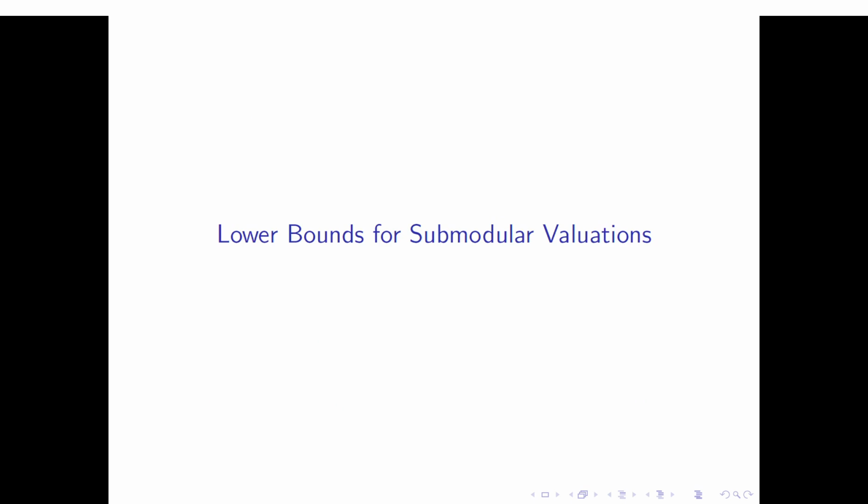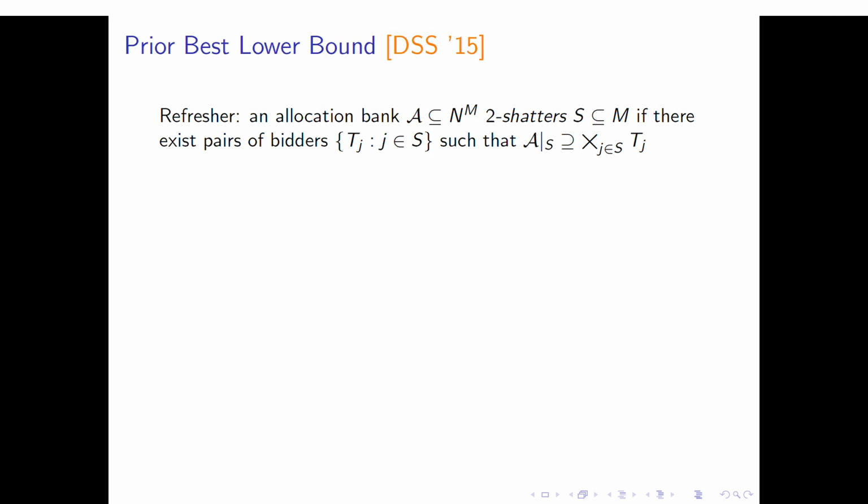Great. So now we can move on to lower bounds for submodular evaluations. Here's the definition of two-shattering again for reference. And just for comparison to our approach, I'm going to sketch how the prior best lower bound goes. So we'll fix the number of bidders to be the cube root of m over k.